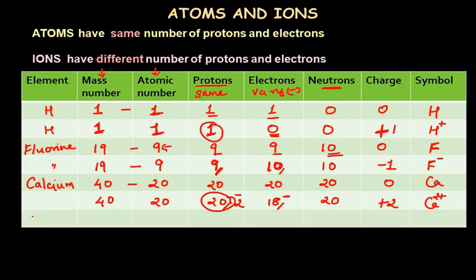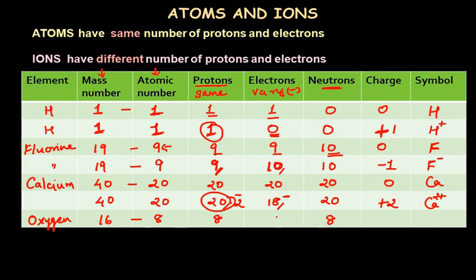Now let's just take one more example, oxygen. Oxygen has a mass number of 16 and an atomic number of 8. So if the atomic number is 8, the number of protons will be 8, and subtract the atomic number from the mass number to get the number of neutrons. So 16 minus 8 is again 8. So the number of neutrons is 8.